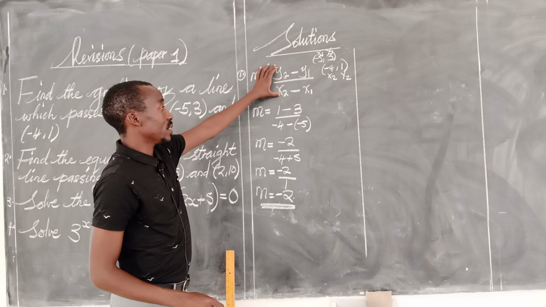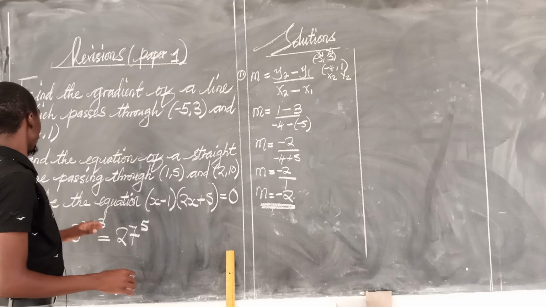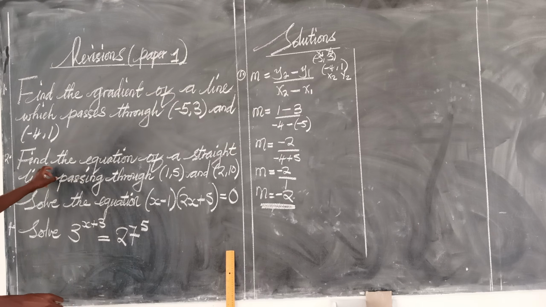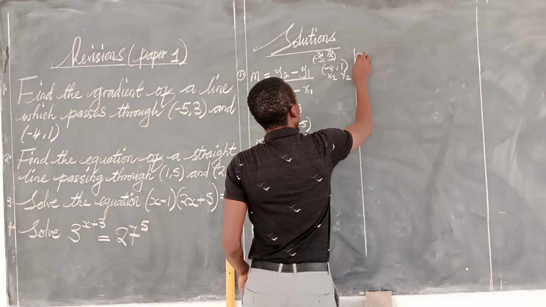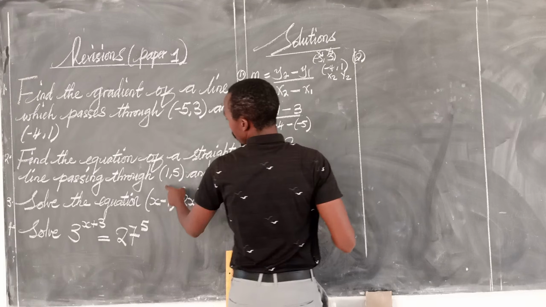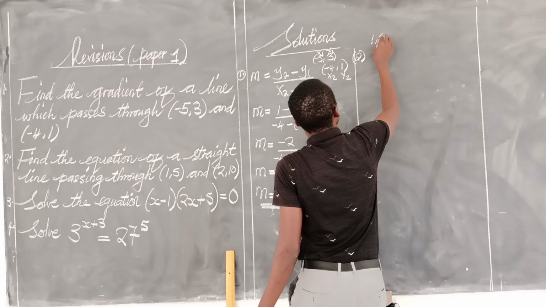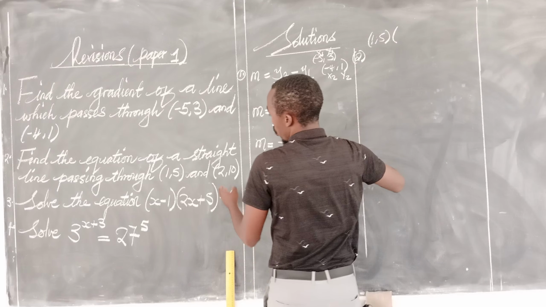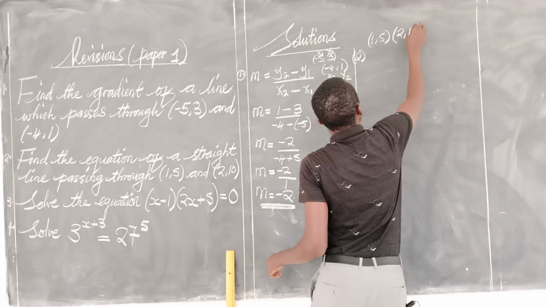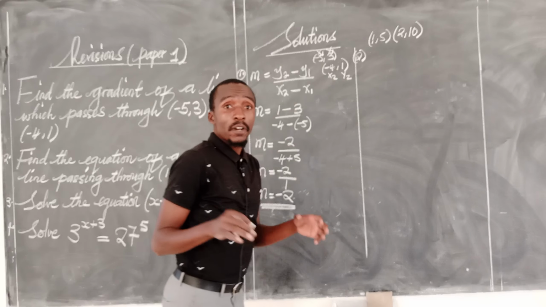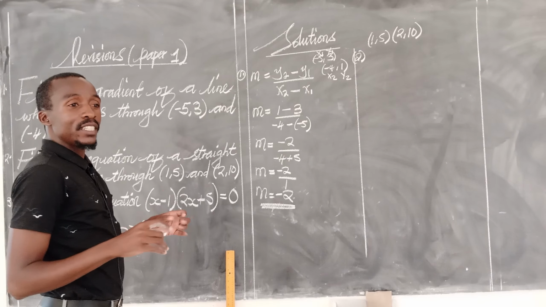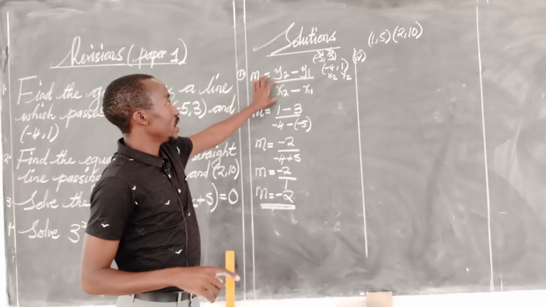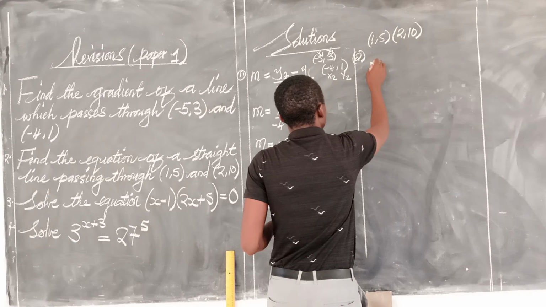We use the formula. Okay? Let's go to number 2. Number 2 says, find the equation of a straight line passing through these points. Okay? So number 2, we have been given the points (1, 5) and also (2, 10). Now, for us to find the equation of the straight line, you need to first find the gradient using this formula. Okay, so let us find the gradient.